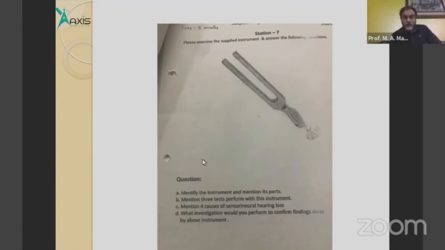Okay. Mention 4 causes of sensorineural hearing loss. We'll discuss. I think I discussed. So these are the sensorineural hearing loss causes: classically presbycusis, ototoxic drugs, maternal TORCH infection, Meniere's disease, acoustic neuroma. Okay, all this. Investigation to confirm your diagnosis. Yes, pure tone audiogram.